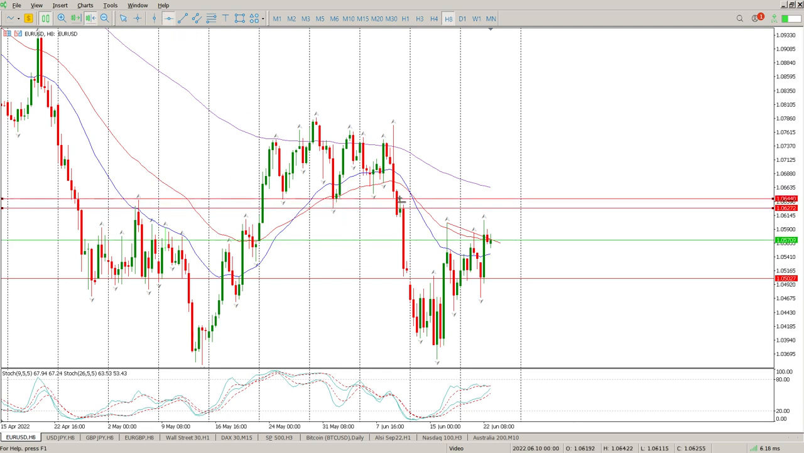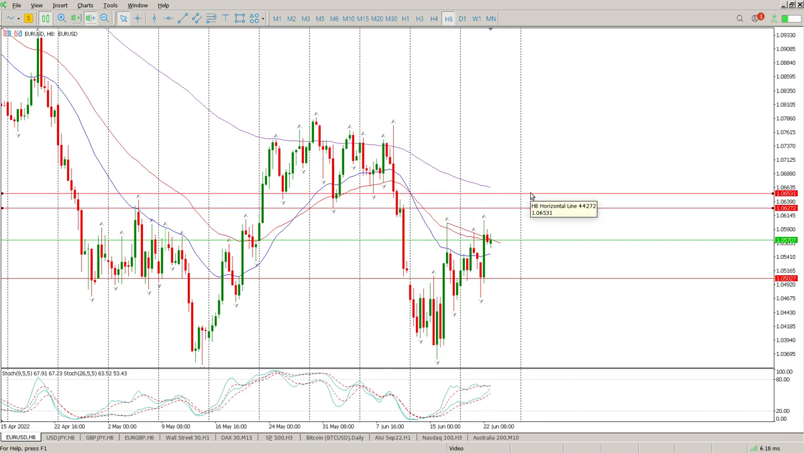So we'll put the other level in and then we'll get down to the lower time frames now. But this is the area we need to look for: 106.531 and alternatively 106.272. That would reject this consolidation area, which would then lead to another leg down.